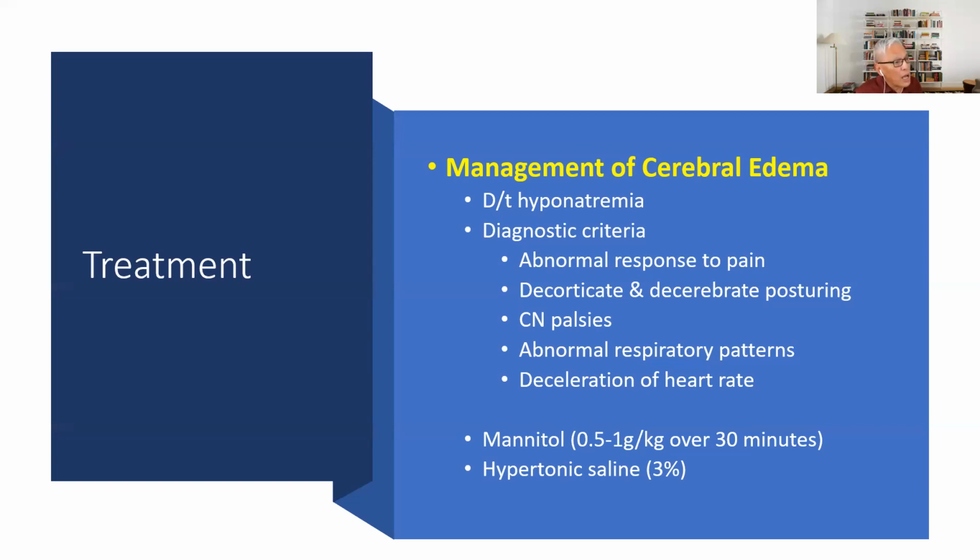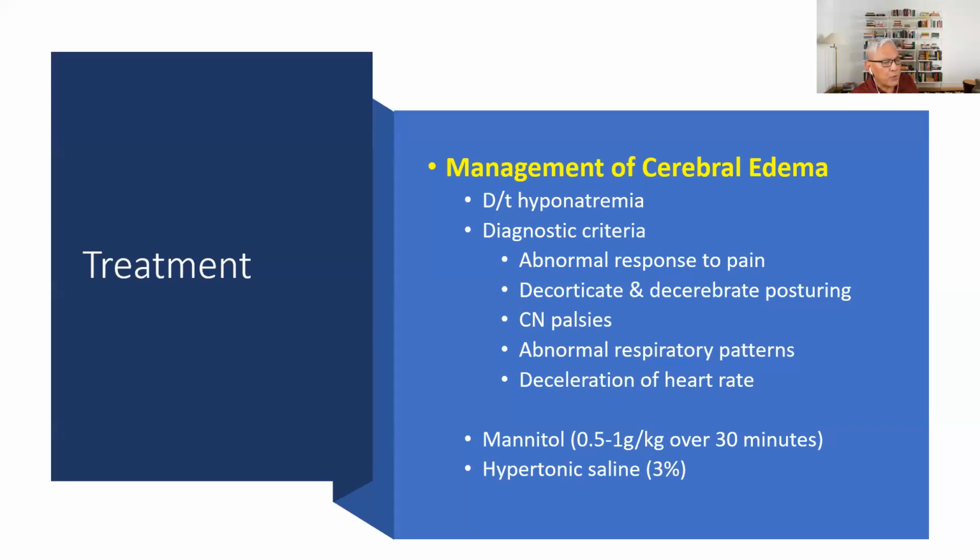So, what are some of the manifestations that the patient is experiencing cerebral edema? Well, change in the level of consciousness, posturing, either decorticate or decerebrate posturing, and abnormal respiratory patterns such as Biot's respirations, or deceleration of the heart rate, or a decrease in your pulse rate. So always remember that these neurological signs might be a manifestation of cerebral edema.